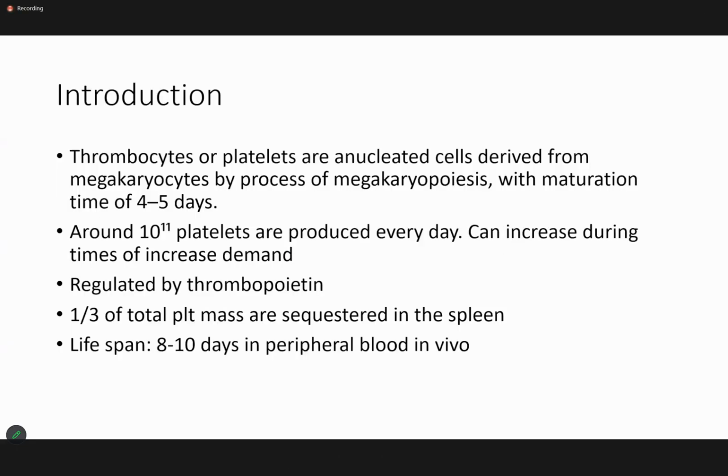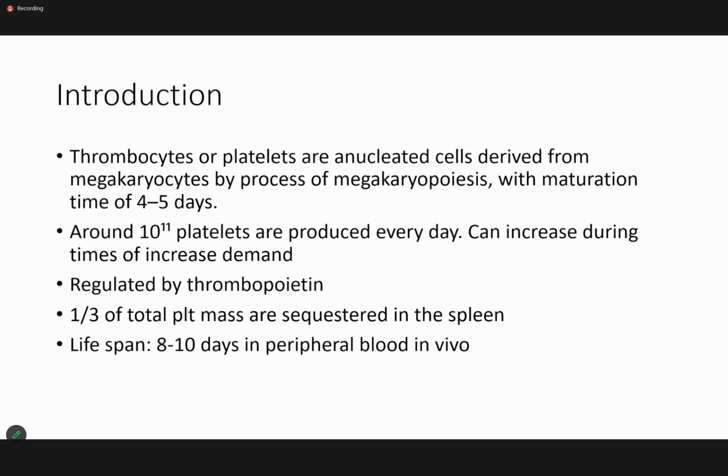As you all know, thrombocytes or platelets are anucleate cells derived from the megakaryocyte by the process of megakaryopoiesis. This process takes around 4 to 5 days for maturation, and around 10 to the power of 11 platelets are produced every day. Production can be increased when demand increases, and it is regulated by thrombopoietin, which is majorly produced by the liver.